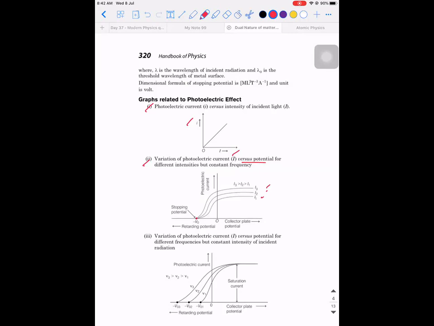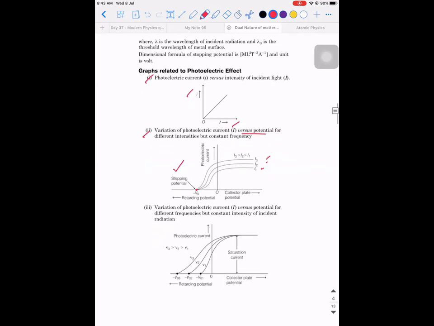So what do you mean by retarding potential? Sir, minimum potential required to be applied to restrict the maximum kinetic energy. Applied to which part, anode or cathode? Sir, anode. The anode is the collector plate. Applied to the anode to restrict the highest kinetic energy particle from reaching the anode plate. Very good. That's right. That's the stopping potential.